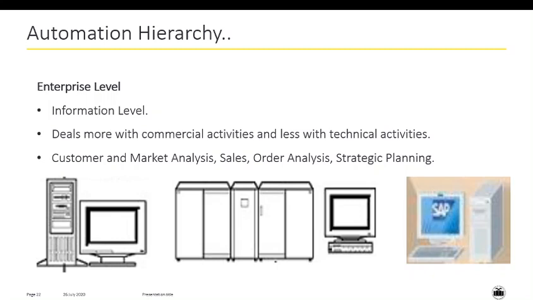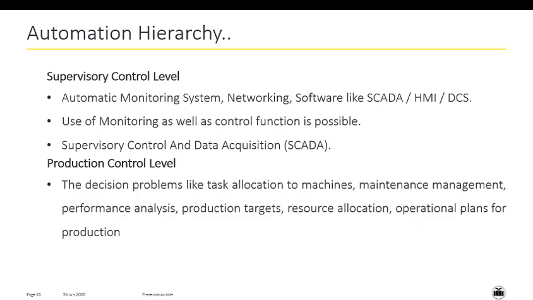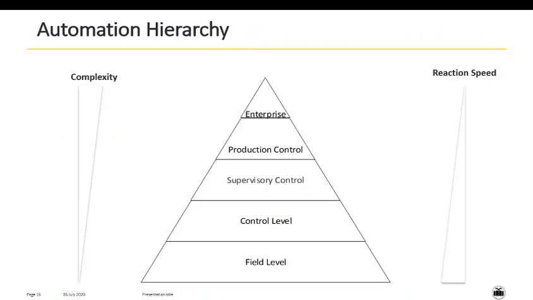Those are ERP and MRP. ERP means enterprise resource planning. MRP means material resource planning. Various database softwares are also there. SAP, SAS, this kind of softwares are also used at the enterprise level in order to enhance the production of your product. So these five levels are there in your automation hierarchy: field level, control level, supervisory control level, production control level, and enterprise control level.